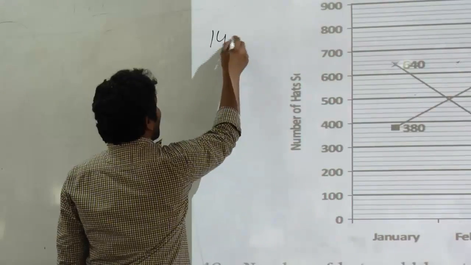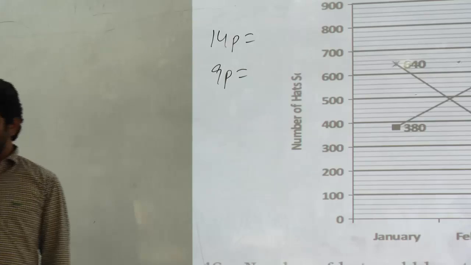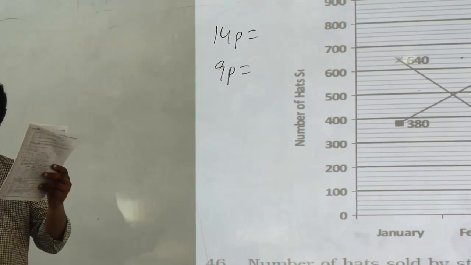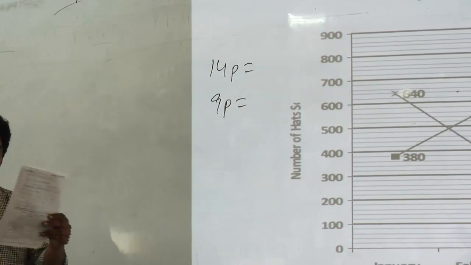9:5, that is 14 parts. And you are asked about Fedora hats, which is in terms of parts, 9 parts. Answer should be a multiple of 9. All are 9 multiples. So you have to do it.